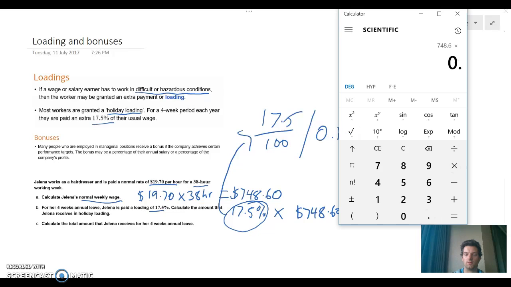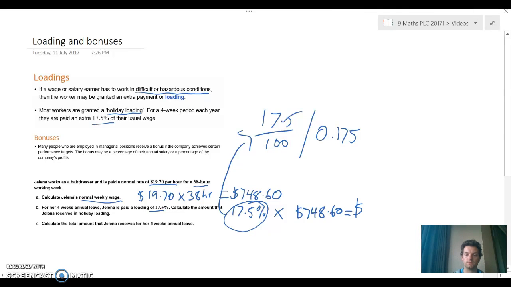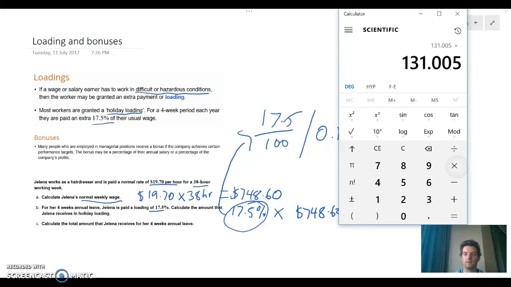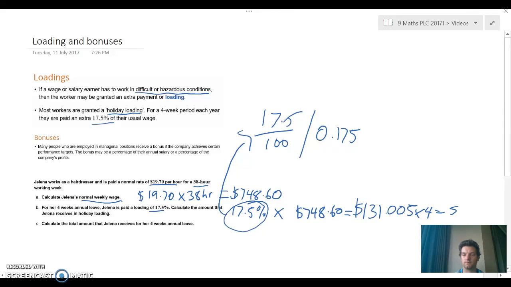So multiplied by 748.60. So $131.05 and some cents. We're just going to leave that for 3 decimal places for the moment, and we'll see why in a minute. Now that's actually only calculating the leave loading for 1 week. So we now need to multiply this number, our 131, by 4 to get the 4 weeks of annual leave. So $524.02. So there's our final answer there.